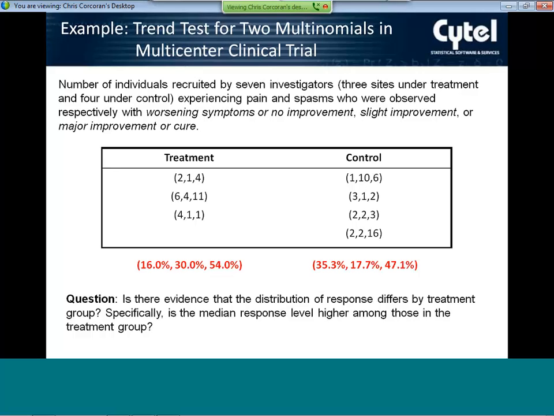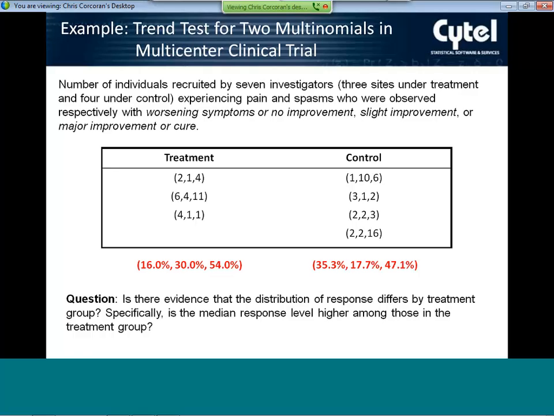Now, 7 different investigators recruited subjects for the study. So the first investigator recruited 7 subjects. Those are the subjects that are here under treatment. Each investigator recruited subjects, and all of the subjects were either randomized to treatment or control.